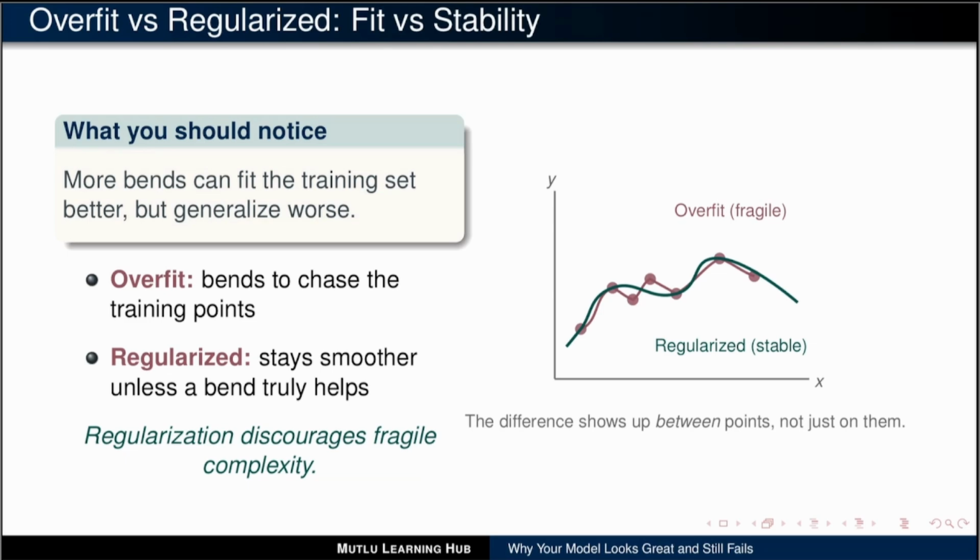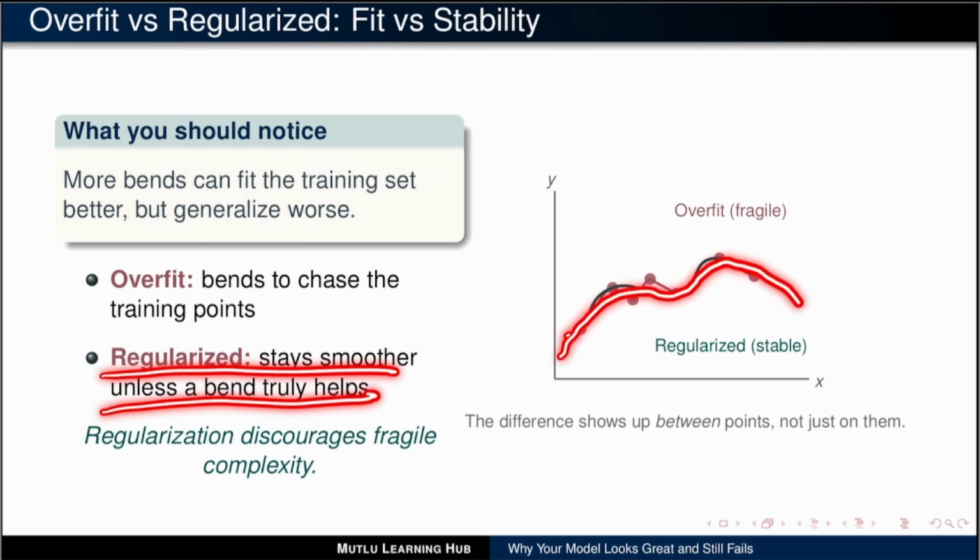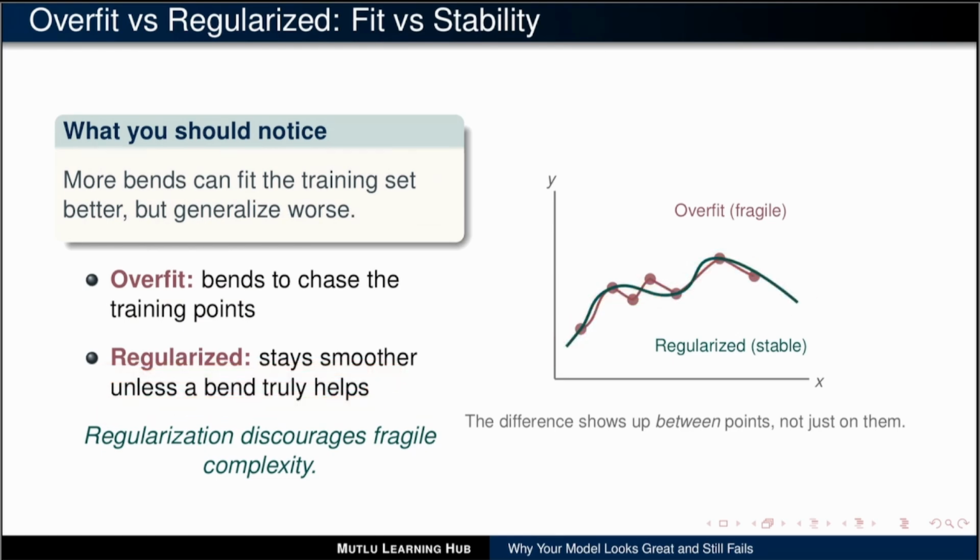That's where generalization lives. The regularized curve stays smoother. It doesn't react to every small fluctuation in the sample. It only bends when there is strong evidence. And that's really the idea. Regularization avoids solutions that depend on fragile details of the data.